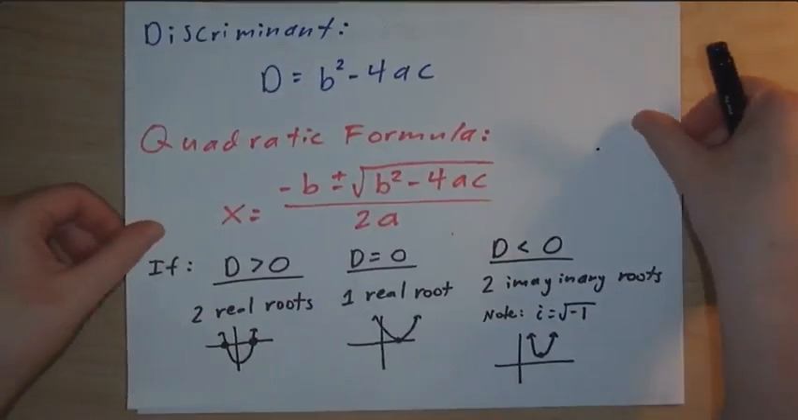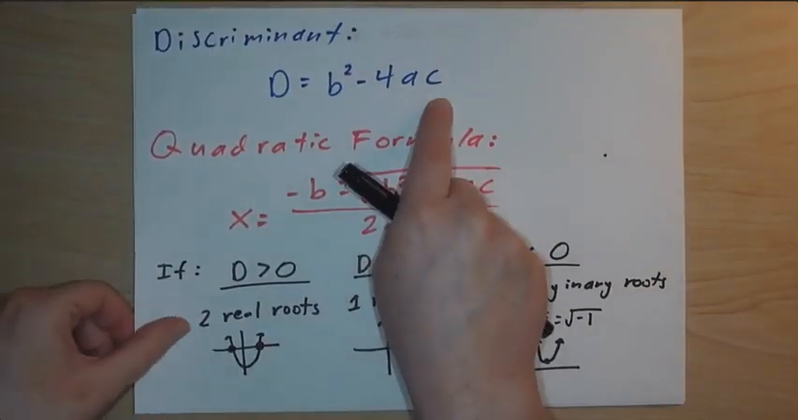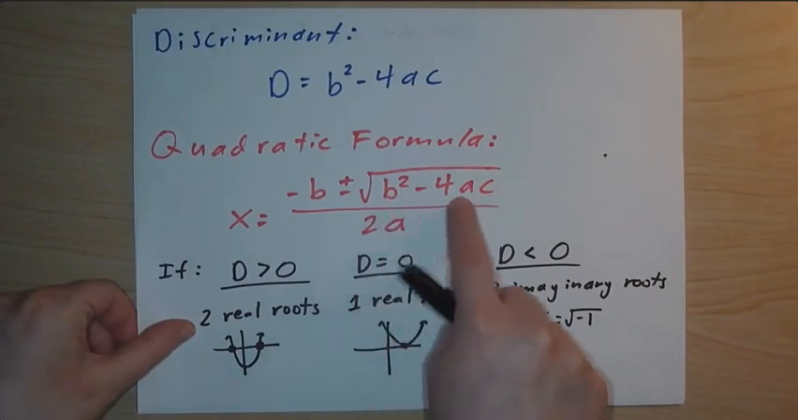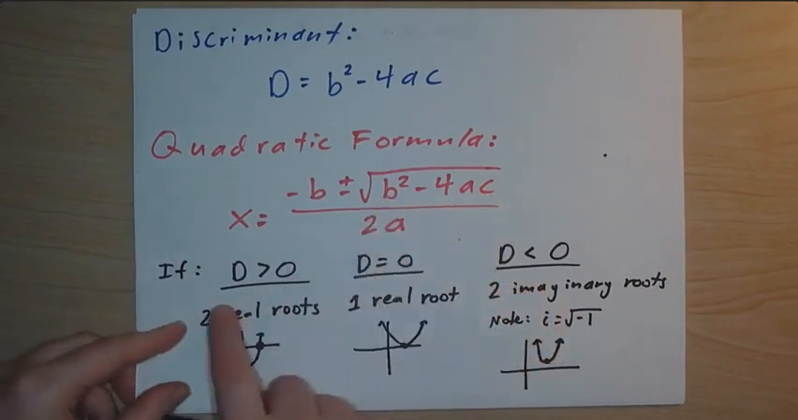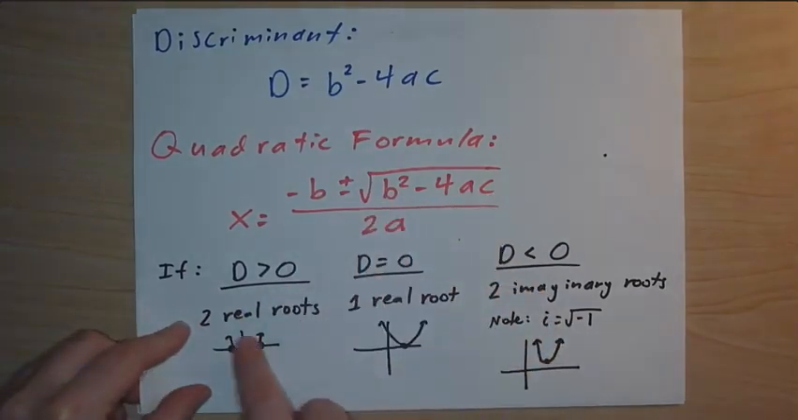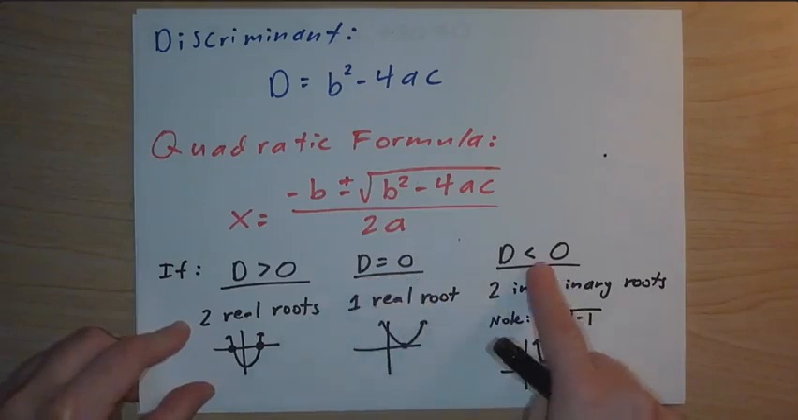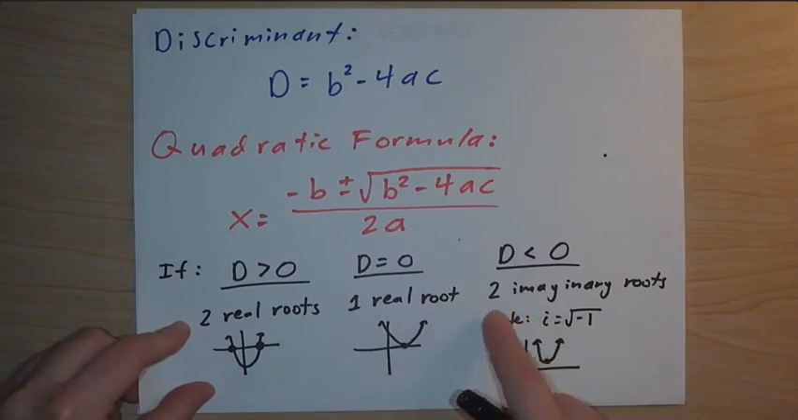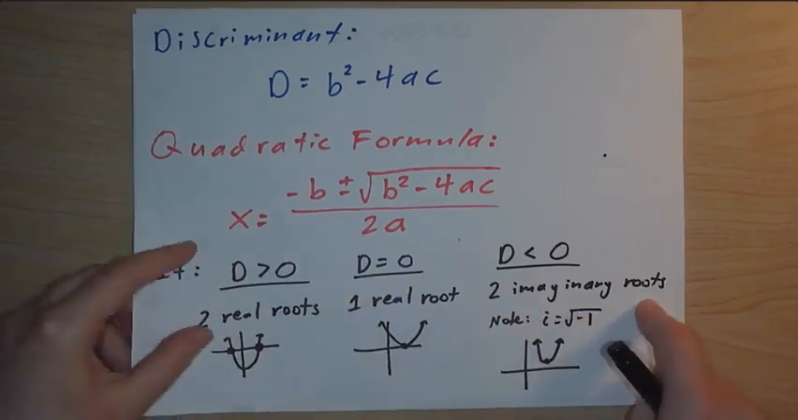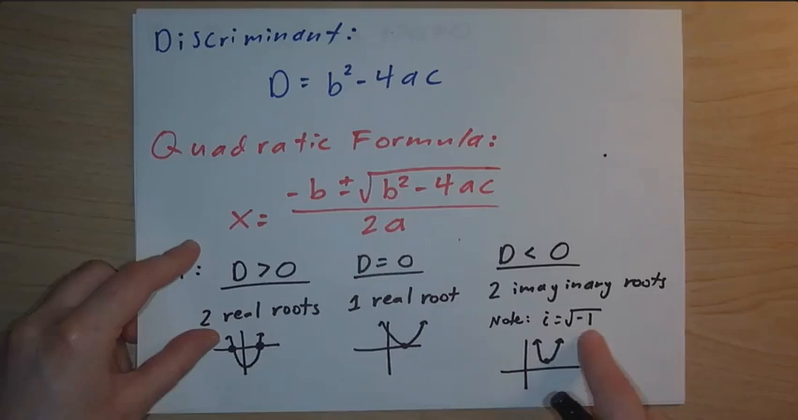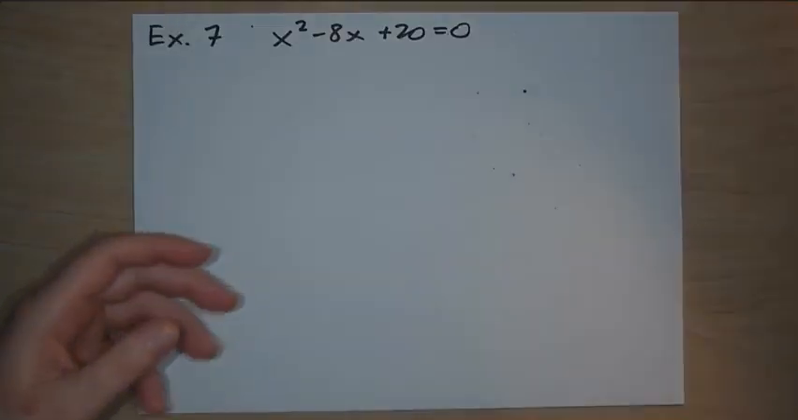So our discriminant is b squared minus 4ac. It's derived from our quadratic formula. It's the inside of our square root. If our discriminant is greater than 0, we have 2 real roots. If our discriminant is equal to 0, we have 1 real root. And if our discriminant is less than 0, if it's negative, we have 2 imaginary roots. And we'll be dealing with i is equal to square root of -1 if that's the case.